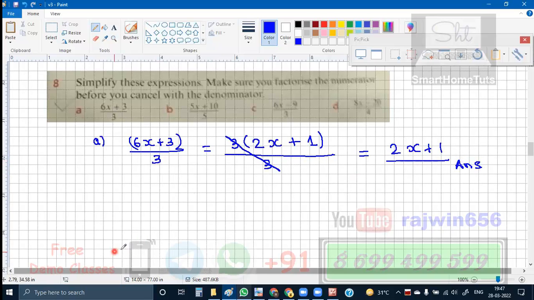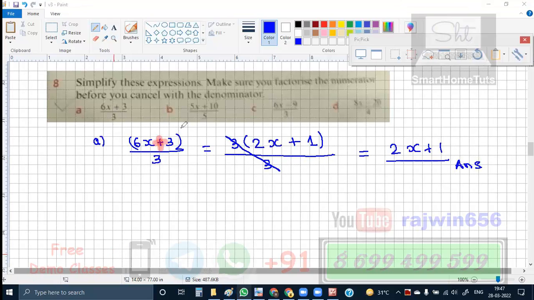Remember, when the plus sign is over here, I cannot cancel this 3 and 3. This part will be wrong. You cannot do this. Only if the 3 is outside the bracket, then this cancellation is possible. That's why I have taken 3 common. 3 twos are 6, and 3 ones are 3. This 3 is here, then 3 is outside, so now I can cancel it. What is remaining is 2x plus 1, which I have written here.